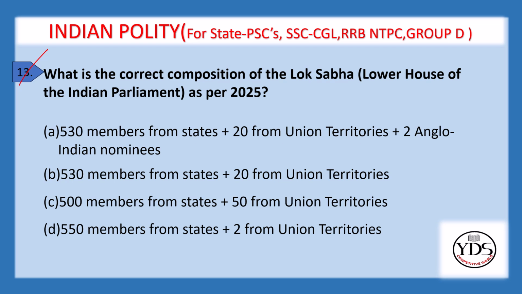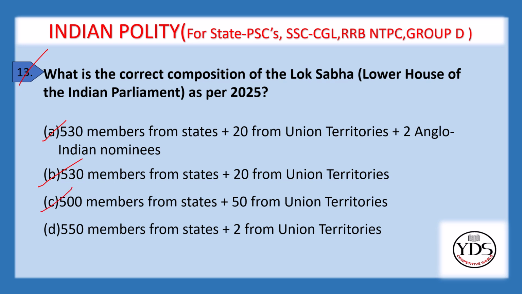13th question. What is the correct composition of the Lok Sabha, lower house of the Indian Parliament as per 2025? Option A. 530 members from states plus 20 from union territories plus 2 Anglo-Indian nominees. Option B. 530 members from states plus 20 from union territories.